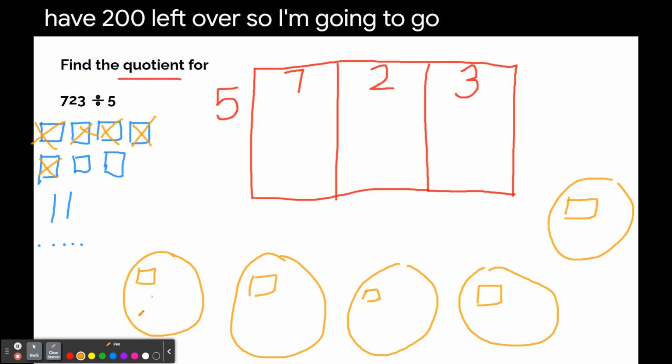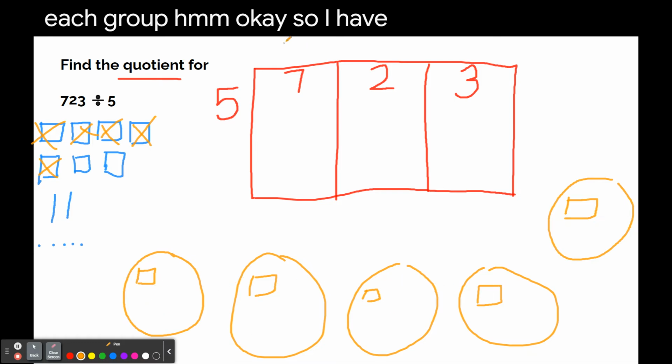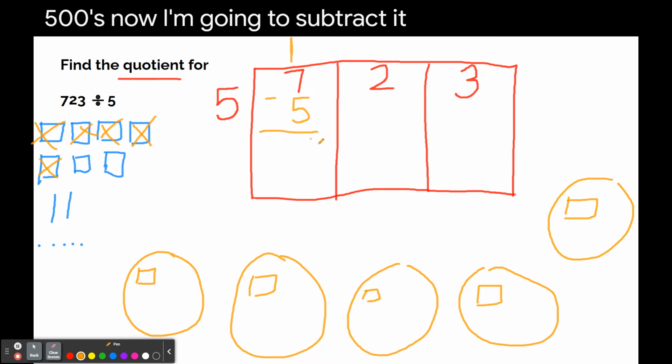So I am going to look at my groups now and see how many hundreds I have in each group. Okay, so I have 100 in each group. So altogether, I used 1, 2, 3, 4, 5 hundreds. So I put down, I used 5 hundreds. Now I'm going to subtract it.